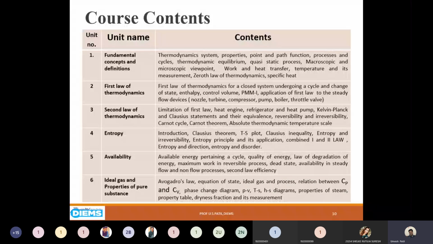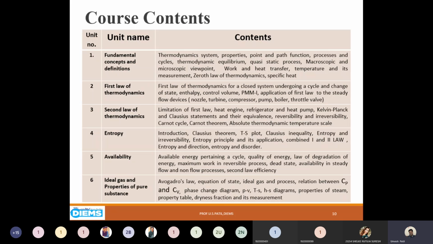Then unit number 3 is based on the second law of thermodynamics. There are certain limitations of the first law of thermodynamics, so the second law was invented, and it is purely based on the concept of heat engine, refrigerator and heat pump. There are two statements of the second law, Kelvin-Planck and Clausius statement. At first sight, these two statements look totally different, but we will learn that they are equivalent, and how they are equivalent, in this topic.